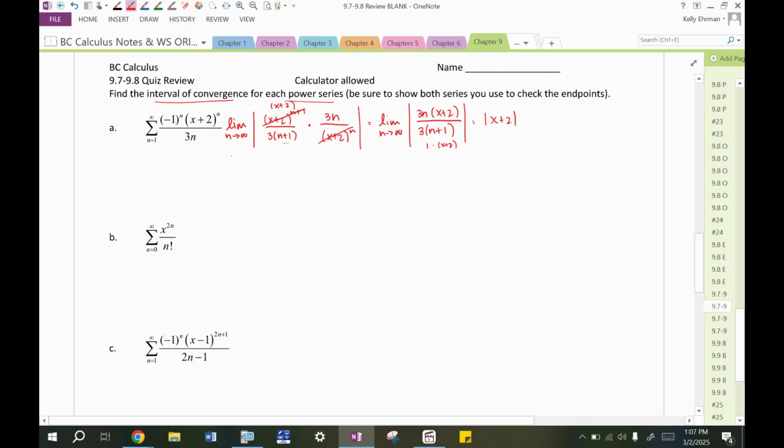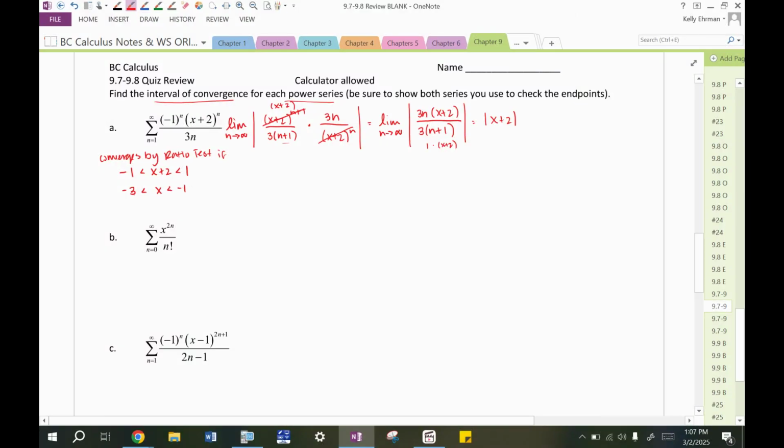And this converges by the ratio test if the absolute value of x plus 2 can stay between, well, x plus 2 can stay between negative 1 and 1. This is the ratio. The radius of convergence, by the way, is 1. Solve this by subtracting 2. So you get negative 3 is less than x is less than negative 1.